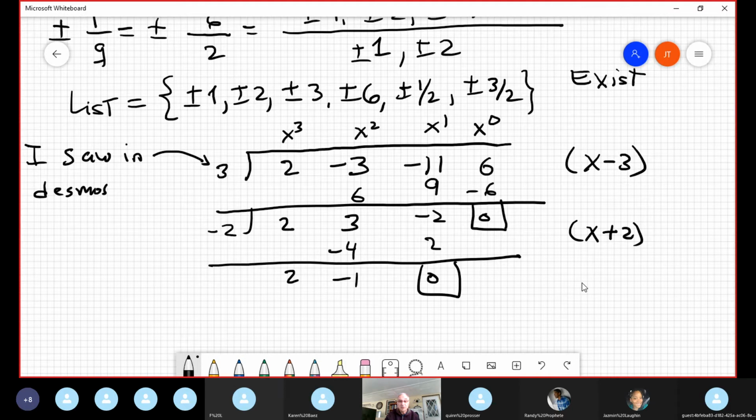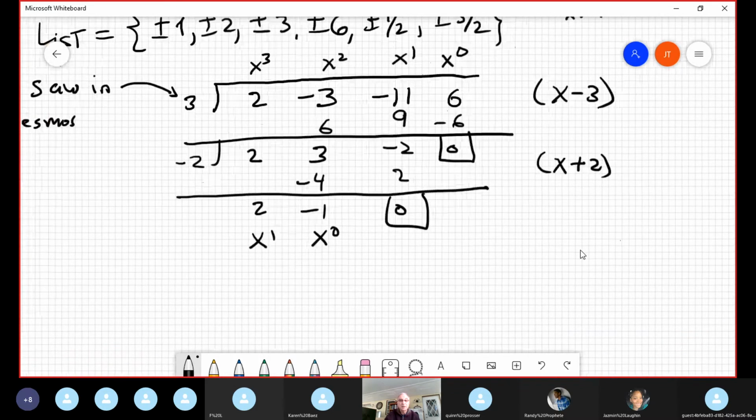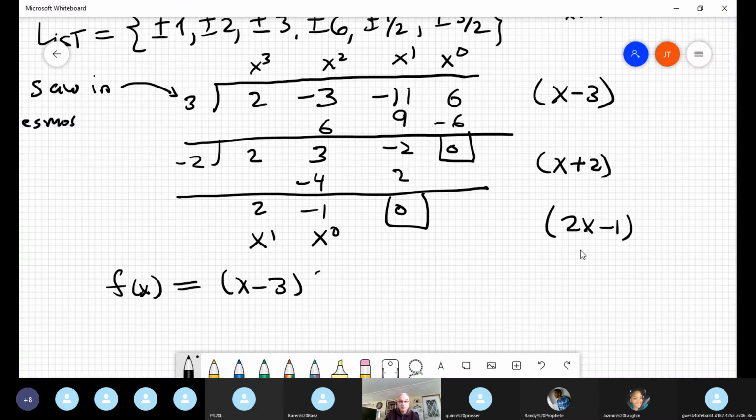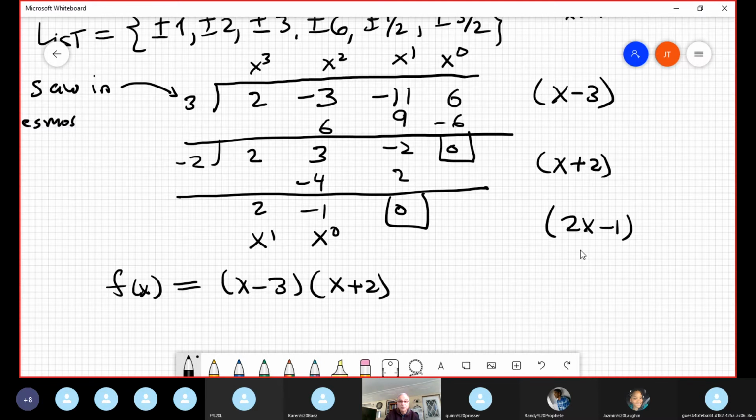So now the last quotient is degree 1. This is x to the 0 and this is x to the 1. So you write this in algebra as 2x minus 1. Look, 2x minus 1. So the factorization of our polynomial is x minus 3, x plus 2, and 2x minus 1.